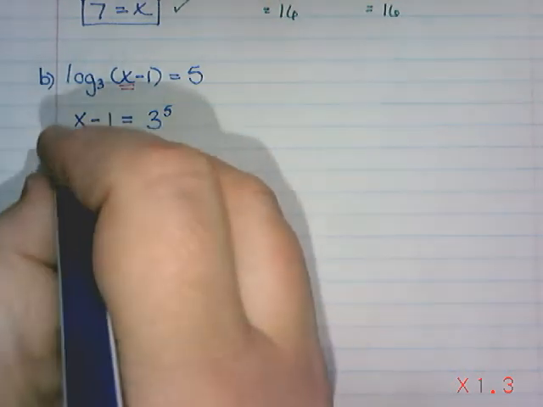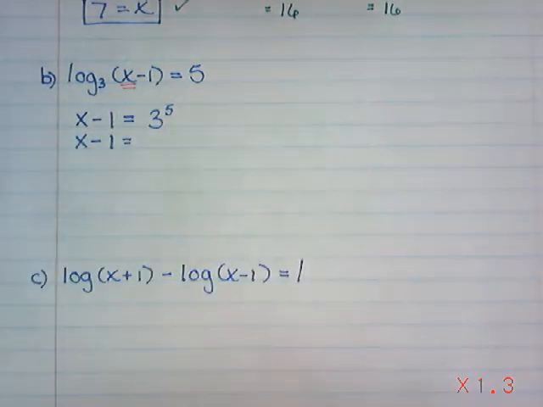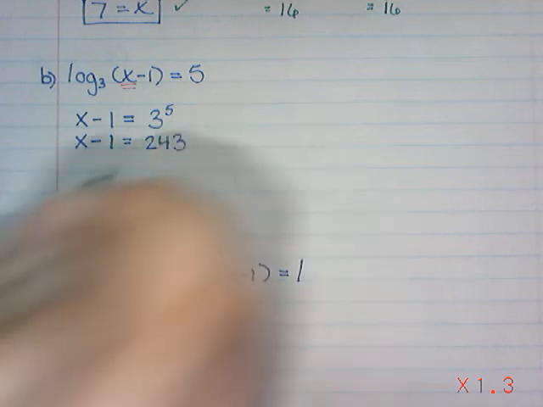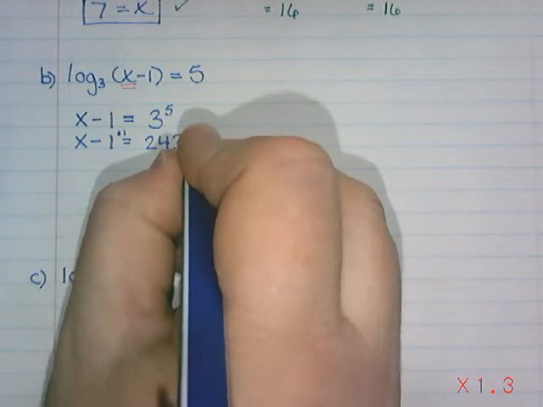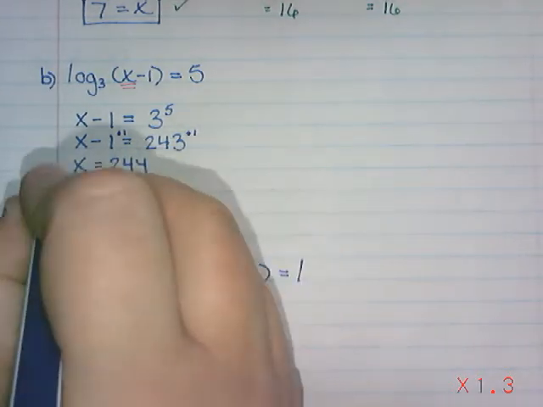And then from there, all I have to do is calculate 3 to the power of 5. I can use my power sheet. I could use my calculator, or maybe you happen to know that one off the top of your head. It is 243, says my calculator. And then I'm just going to add 1 to both sides to get that x equals 244.